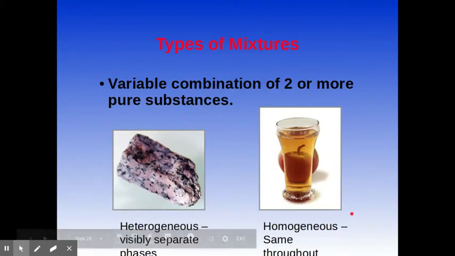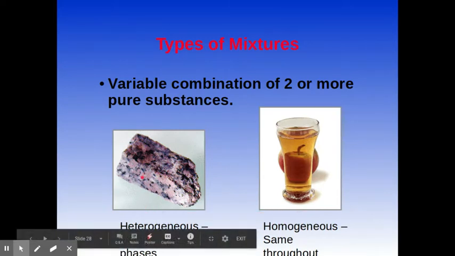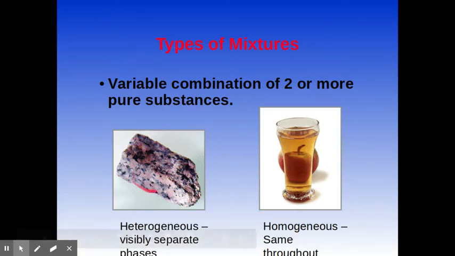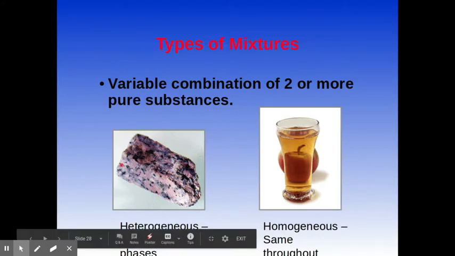Here's just a quick little example of heterogeneous and homogeneous mixtures. If you have a granite countertop at your house, there's a little picture of some granite there before it was shined up like your countertops. You can see all the little crystals and things that are in there. It's a mixture, and not every single piece of it is looking exactly the same. So it's a heterogeneous mixture.